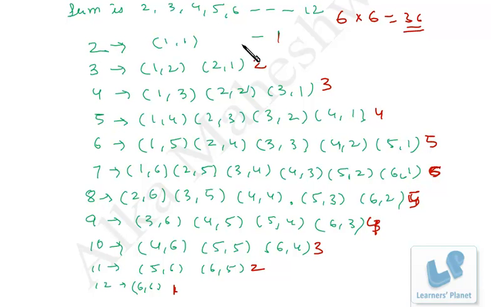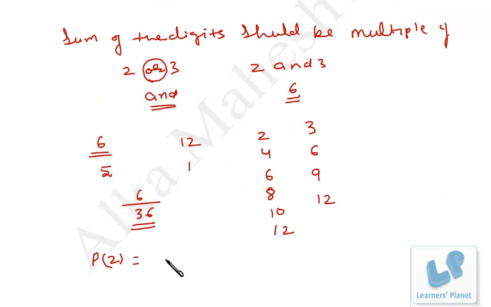So for 2, I just write it over here. 1 plus 3, that's 4. 4 plus 5, 9. 9 plus 5, 14. 14 plus 3, 17. 17 and 1, 18, right? So in all, 18 combinations are there where the sum of numbers is a multiple of 2, right? The probability will be 18 by 36. So I write here 18 by 36, right?